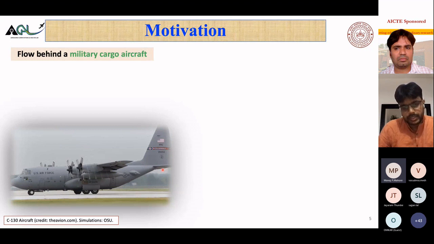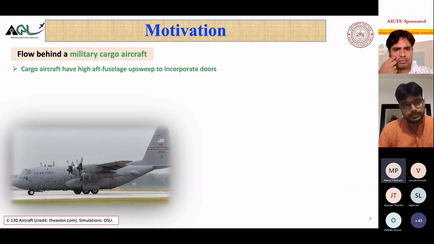Now that we know that this upsweep angle is high, what are the kind of fluid dynamical phenomena that we expect? One thing, if you're working in fluid dynamics, you would note that the flow has to turn around here. The flow is coming at the bottom like this, and it has to turn around here. So when there's a big turning involved, you should expect a separation. Okay, and because of the separation, you will have shear layers, and those shear layers can basically lead to different kinds of vortical structures, and that is what is happening here. So these aircraft have high aft fuselage upsweep to incorporate doors, which is denoted by the angle here.